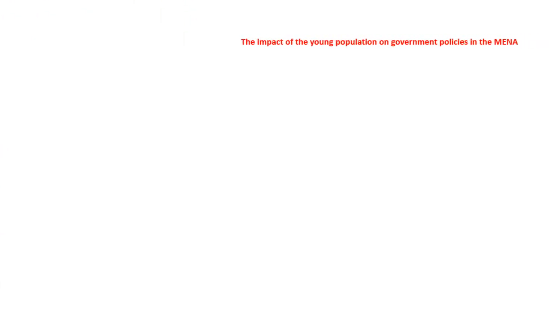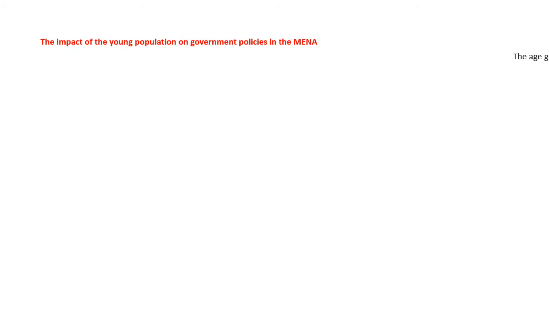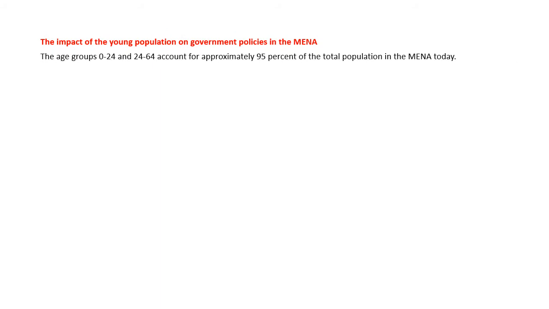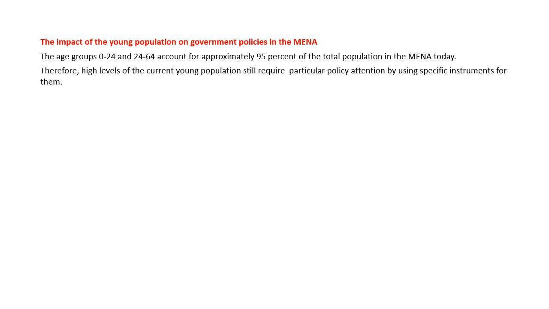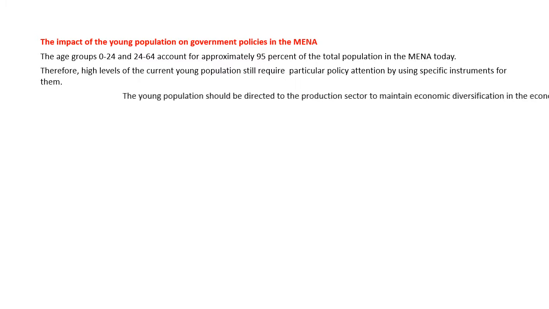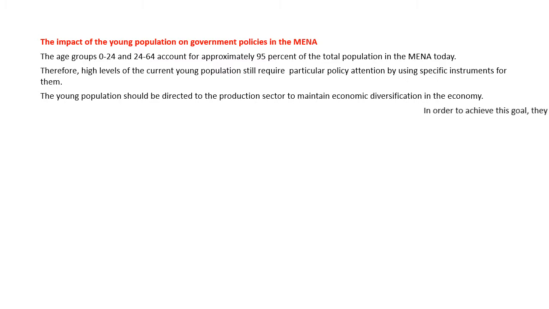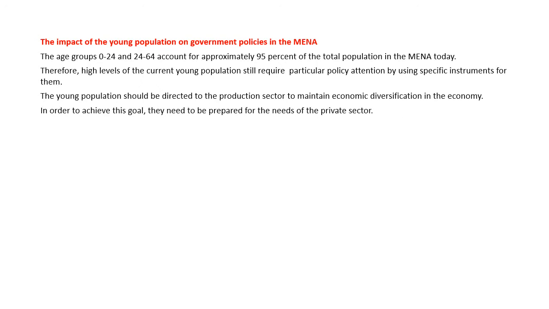The impact of the young population on government policies in the MENA. The age groups 0 to 24 and 24 to 64 account for approximately 95% of the total population in the MENA today. Therefore, high levels of the current young population still require particular policy attention by using specific instruments for them. The young population should be directed to the production sector to maintain economic diversification in the economy. In order to achieve this goal, they need to be prepared for the needs of the private sector.